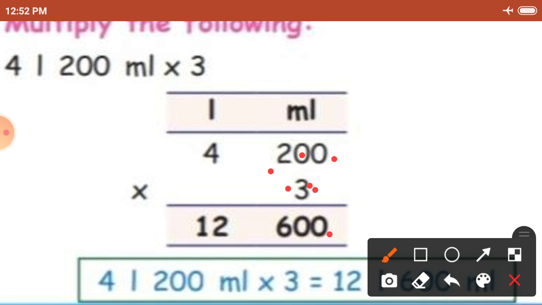Let's move to the next place, that is liters place. So this 3 will be multiplied with this 4. You will get what? 3 4s are 12. And 12 must come in liters place. So what you got now? 12 liter 600 milliliter. So 4 liter 200 milliliter multiplied by 3, you will get the answer 12 liter 600 milliliter.